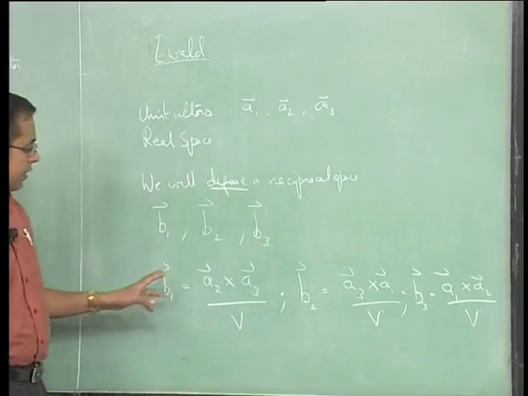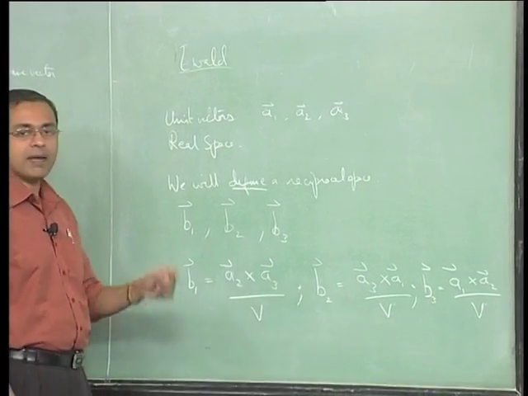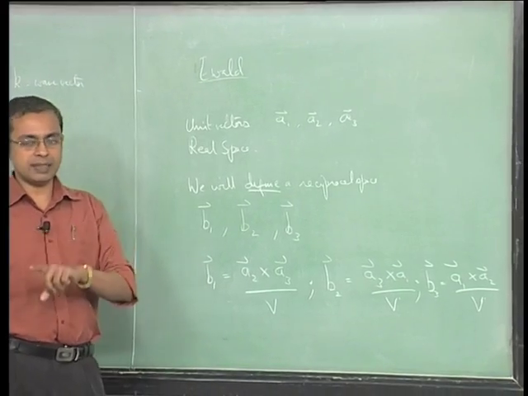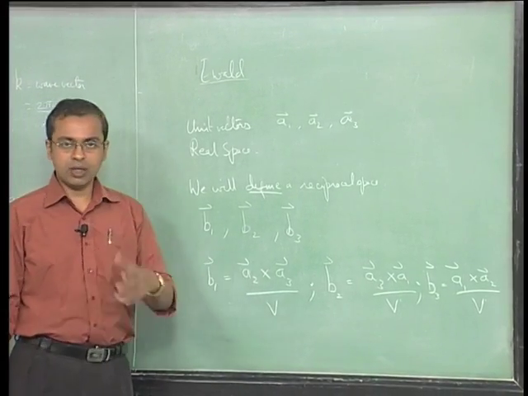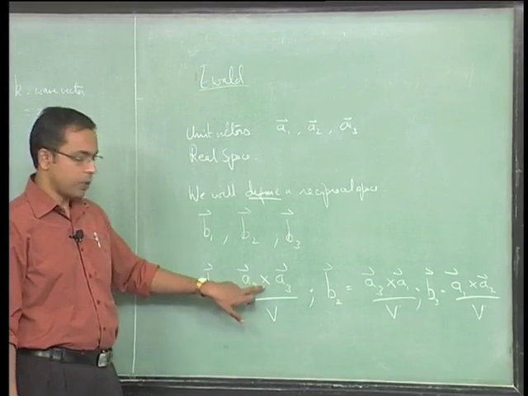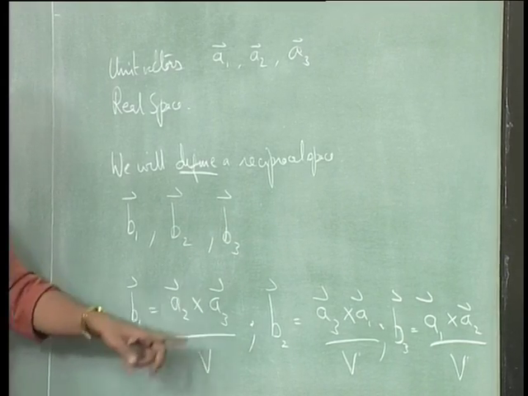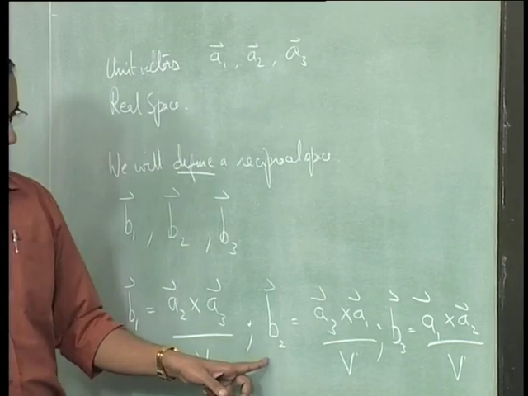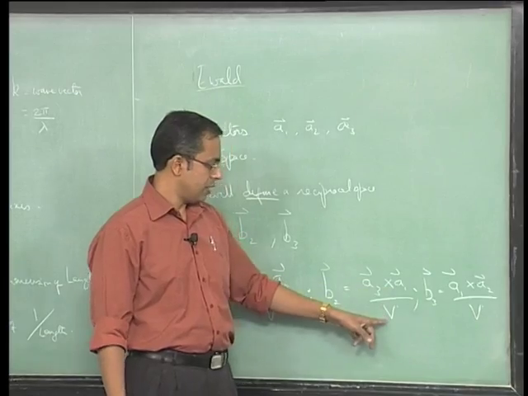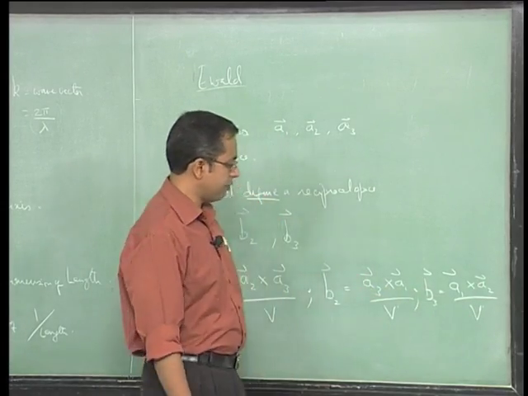So these are all vector quantities. B1, B2 and B3 are vector quantities, so they have magnitude as well as direction. A1, A2, A3 are also vector quantities, they also have magnitude and direction, and this is a cross product, so it is defined that way. B1 is defined as A2 cross A3 by V, B2 is defined as A3 cross A1 by V, and B3 is defined as A1 cross A2 by V. So this is the way they are defined.